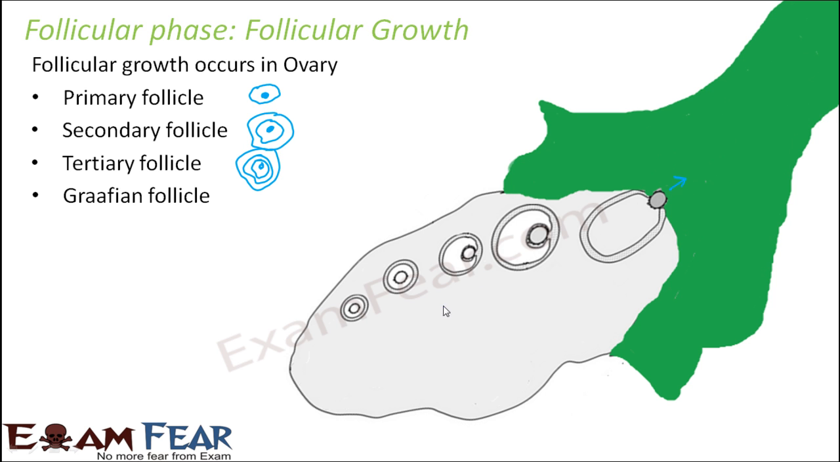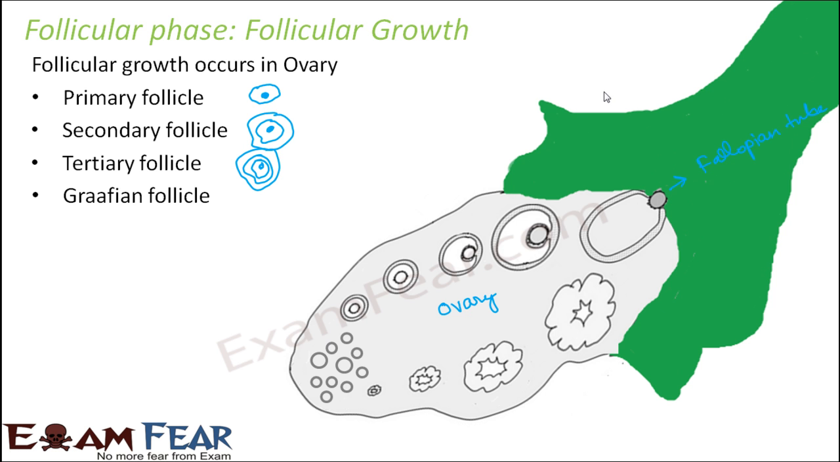So this region is the ovary and this region is the fallopian tube. What happens when the egg is going to be released is that these ends of the fallopian tube, which have finger-like projections, try to push the egg into the fallopian tube. So now, as soon as the egg is released, we say that ovulation has taken place.